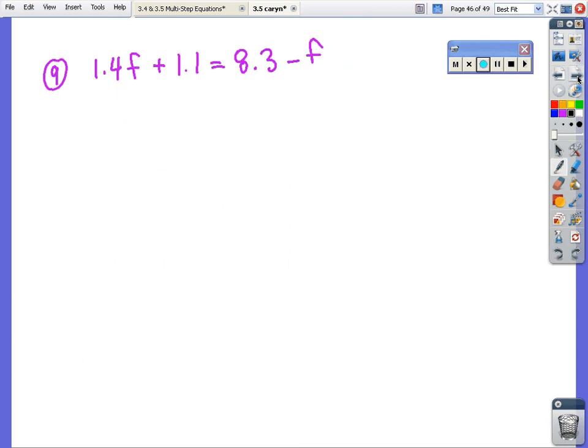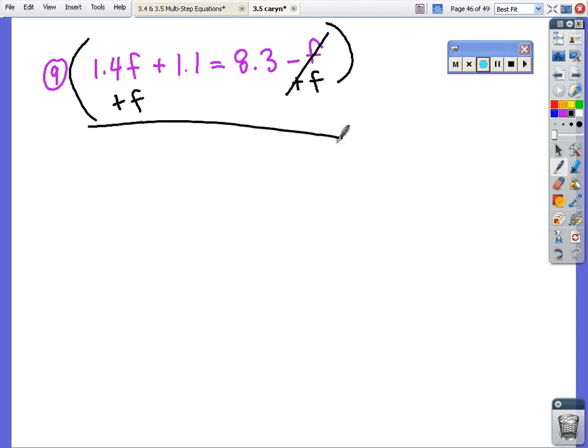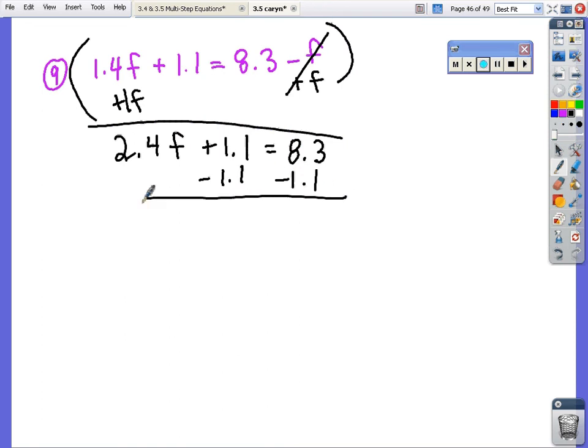Okay. Here's the one with decimals. If I really wanted to get rid of the decimals, I can multiply the whole thing by 10, as long as you do every single number. But I'm just going to keep the decimals, and I'm going to first add 1f to both sides, which will move it to this side. So 1 and 4/10 f plus 1f would be 2 and 4/10 f plus 1 and 1/10, which is equal to 8 and 3/10. Subtract. Notice that I'm lining up my decimals when you subtract decimals.